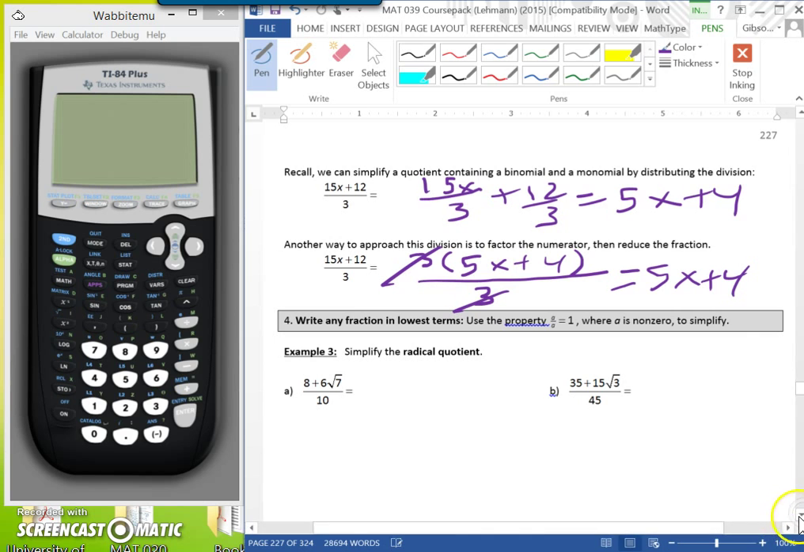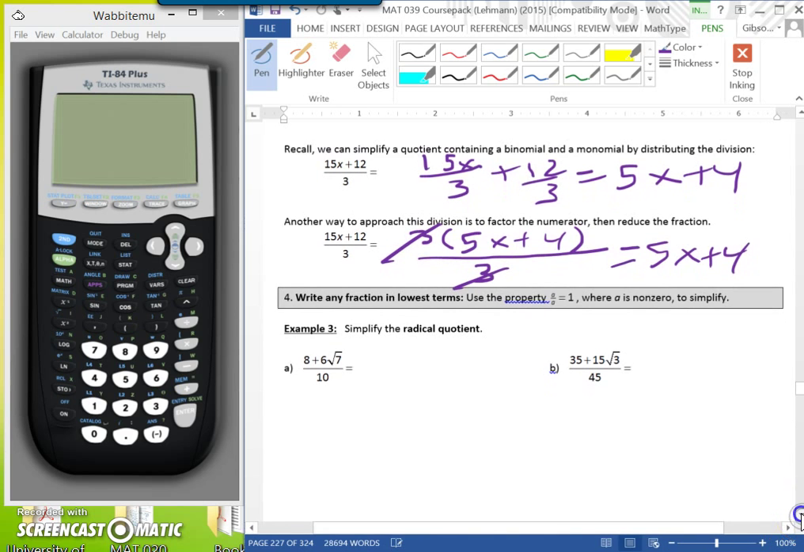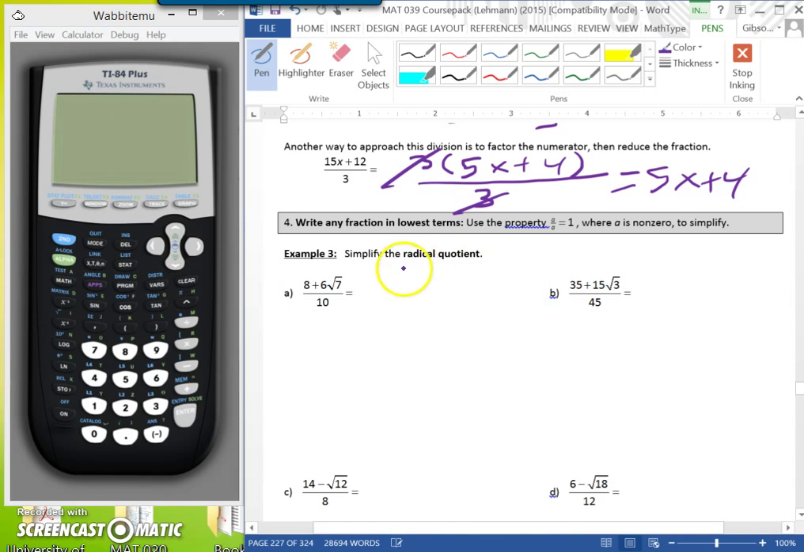Now, we scroll down here. It says simplify the radical quotient. It says write any fraction in lowest terms. Use the property a over a equals 1, where a is non-zero, to simplify. Okay, so let's take a look here. We got 8 plus 6 times the square root of 7, over 10.